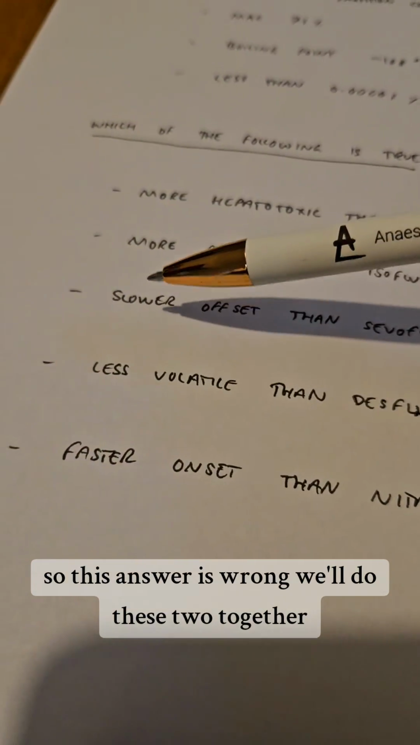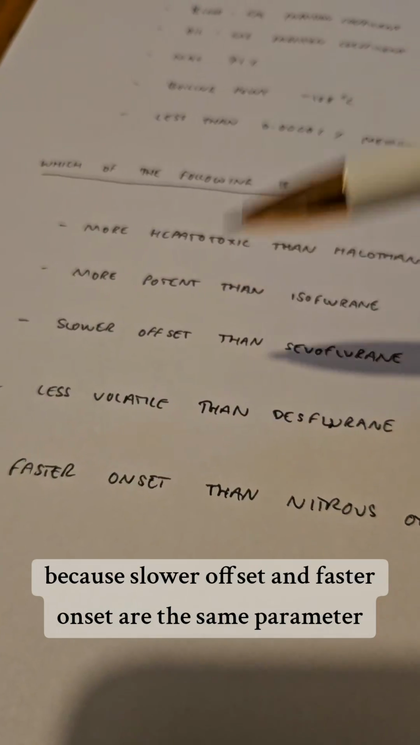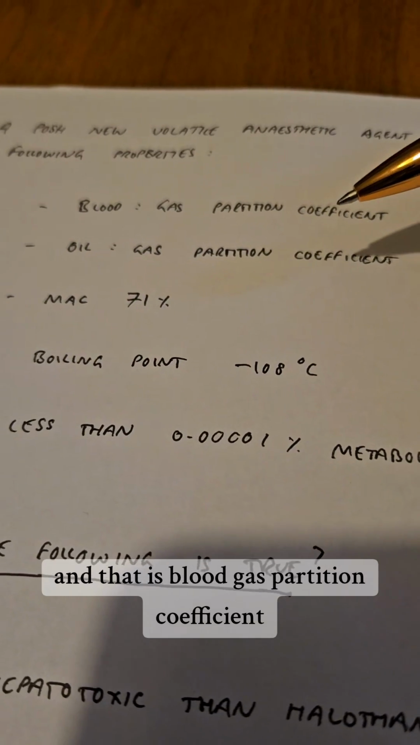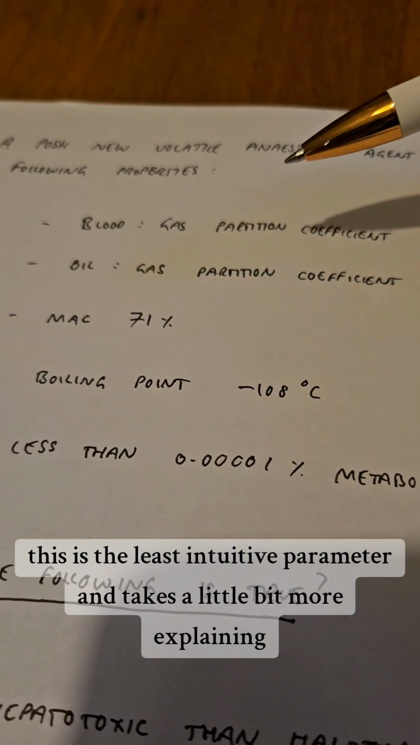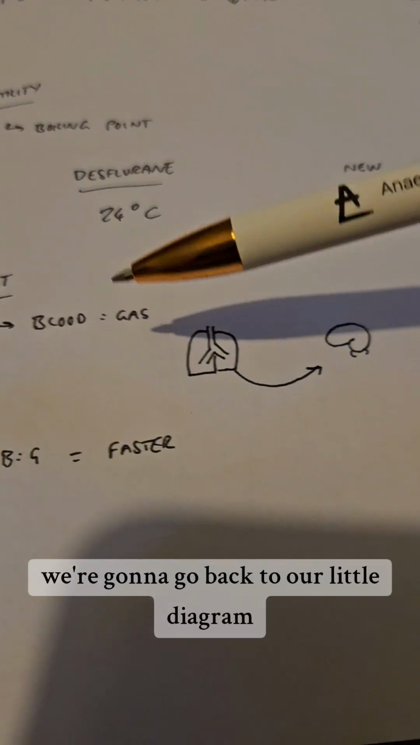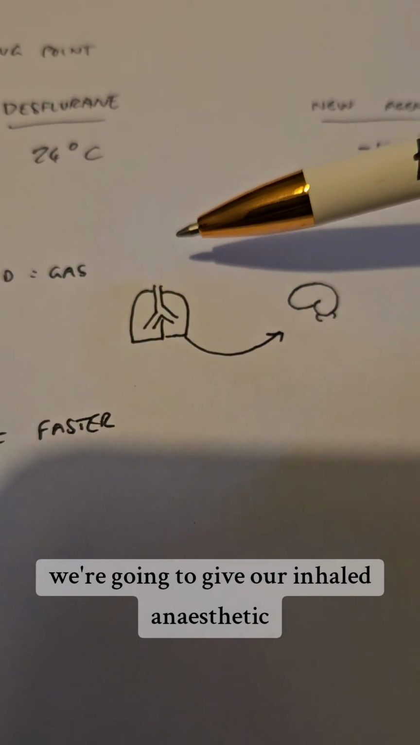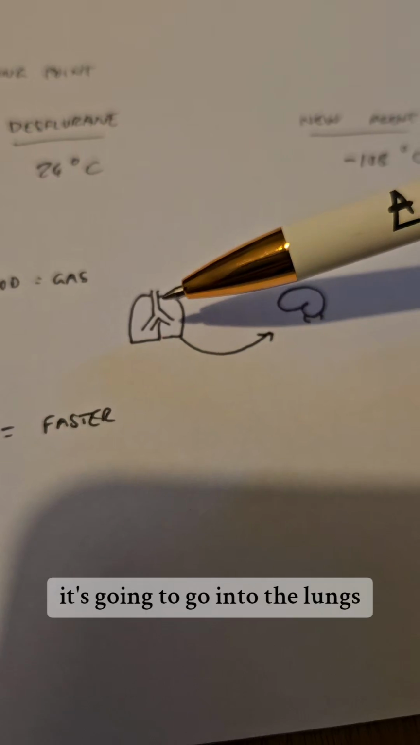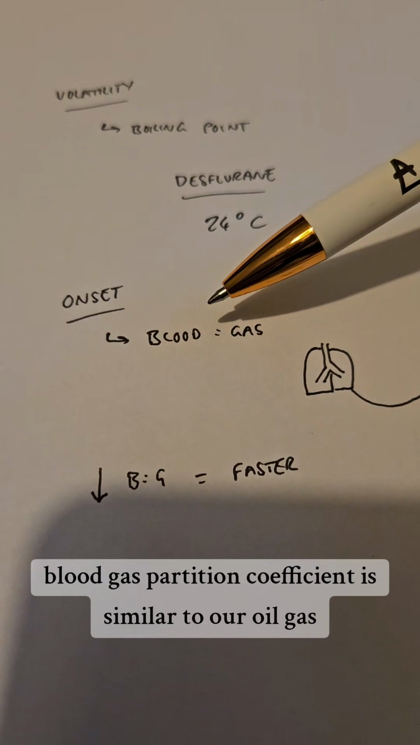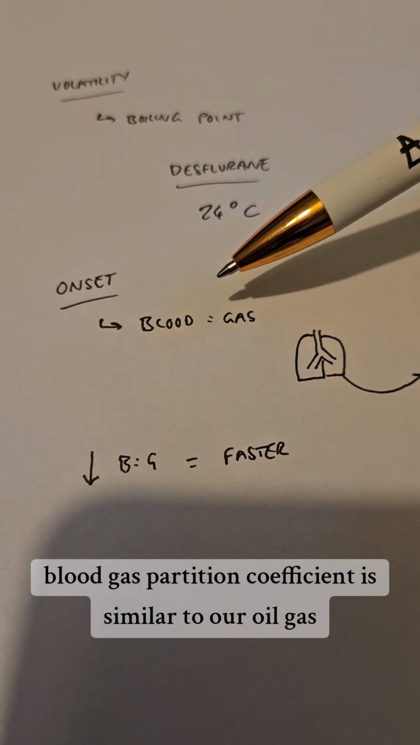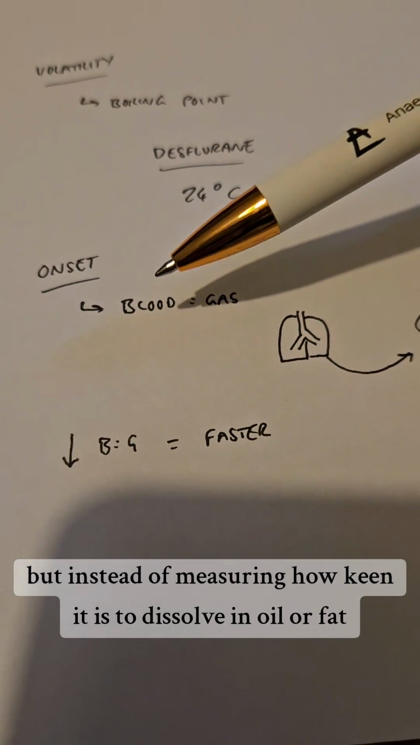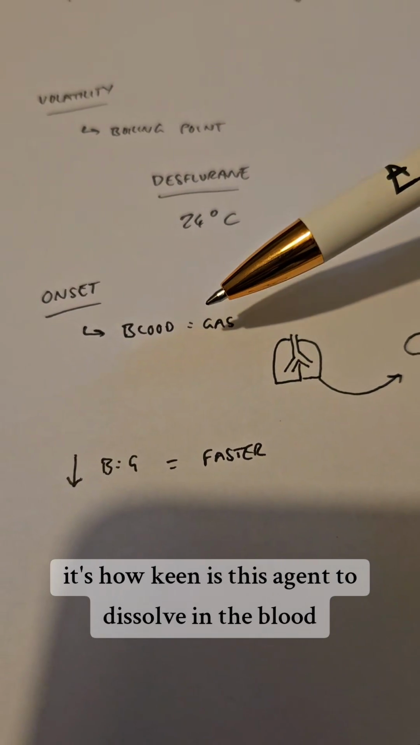We'll do these two together because slower offset and faster onset are the same parameter, and that is blood gas partition coefficient. This is the least intuitive parameter and takes a little bit more explaining. We're going to go back to our little diagram. We're going to give our inhaled anesthetic. It's going to go into the lungs, then into the blood, then into the brain. Blood gas partition coefficient is similar to our oil gas, but instead of measuring how keen it is to dissolve in oil or fat, it's how keen is this agent to dissolve in the blood.